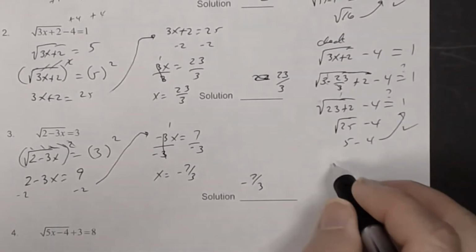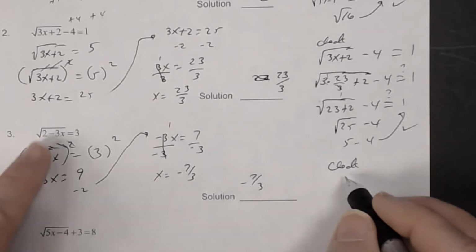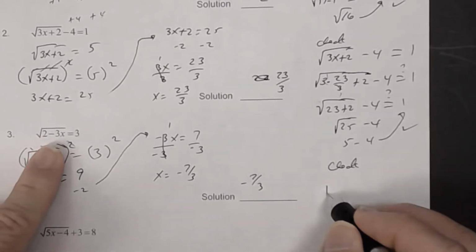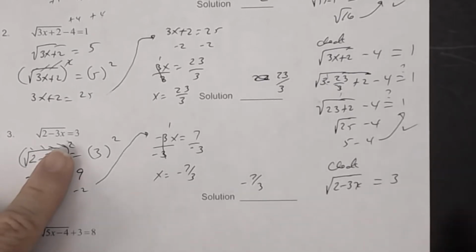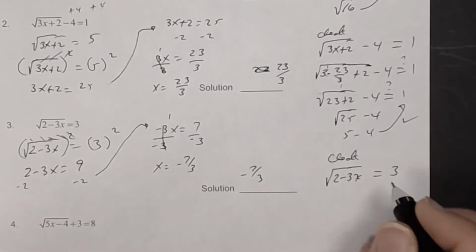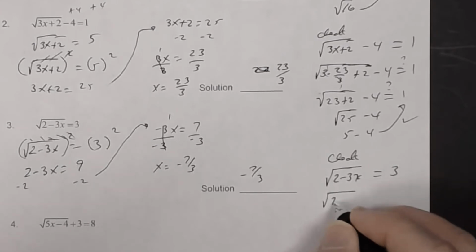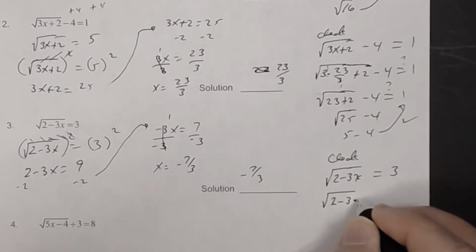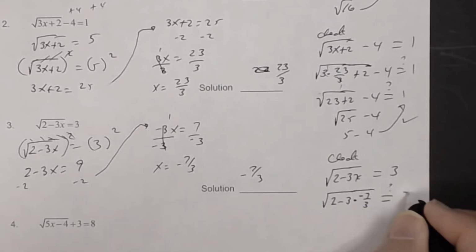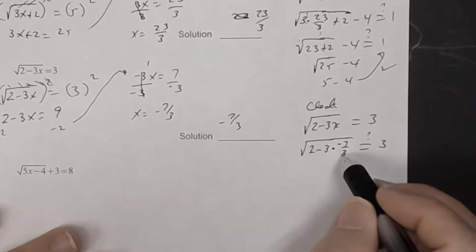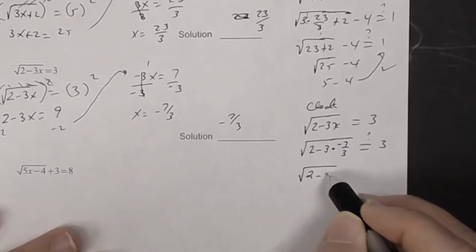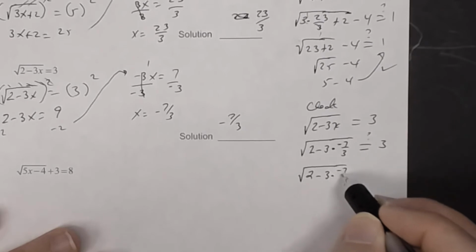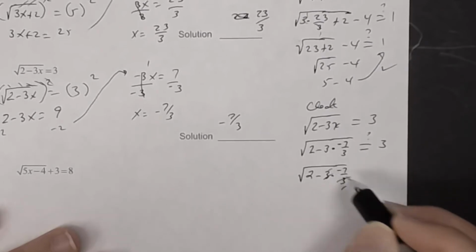So let's check. Go back to the original, right here. So I get the square root of 2 minus 3x equal 3. So I see the variable x, I'm going to substitute negative 7 thirds. So I get the square root of 2 minus 3 times negative 7 thirds, right? And I want to see if that's going to equal 3. Well, notice that the 3's divide out. Let me go ahead and rewrite this. 2 minus 3 times negative 7 thirds. The 3's divide out.